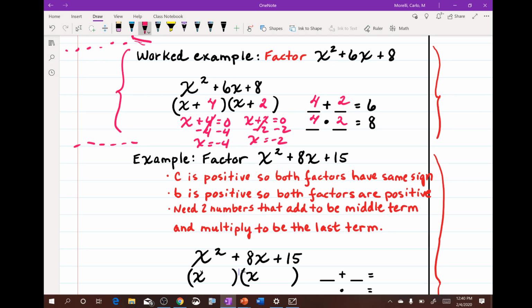Did you get -4 and -2? Keep that in your mind. -4 and -2. What does it say? It says x equals -4 and x equals -2, right? Keep that in your mind. Now watch.